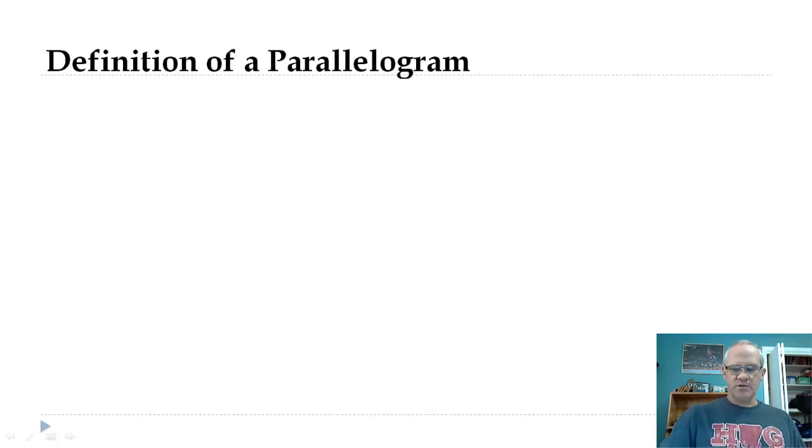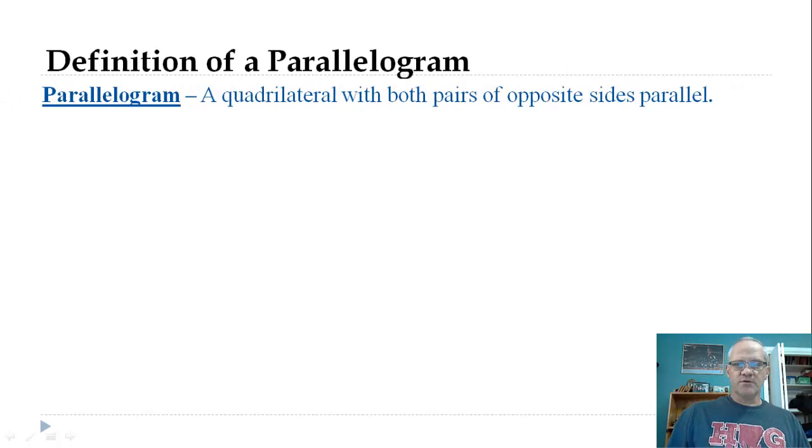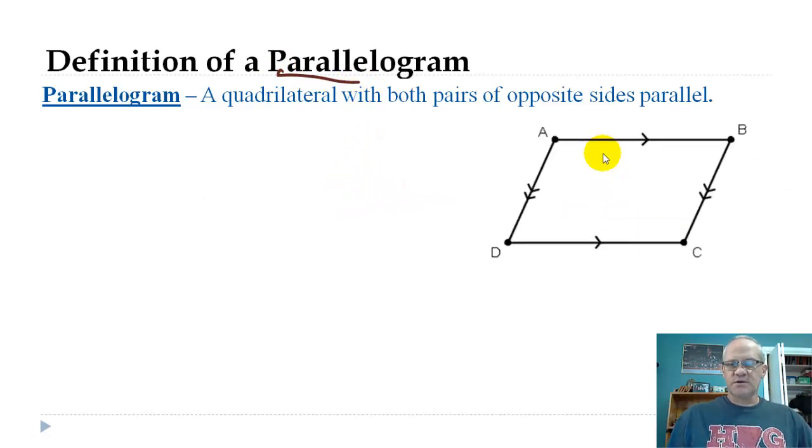What is a parallelogram? A parallelogram is a quadrilateral with both pairs of opposite sides parallel, hence the name parallelogram. What does that look like? Here's what it looks like. This is a parallelogram. You notice this and this are marked as being parallel with one arrow, and then this and this are marked as being parallel as well with two arrows. So both pairs of sides of the quadrilateral are parallel, so that makes it a parallelogram.